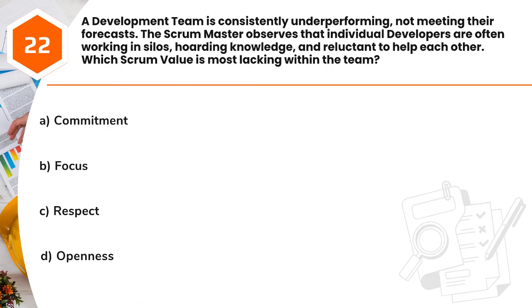Question 22. A development team is consistently underperforming, not meeting their forecasts. The Scrum Master observes that individual developers are often working in silos, hoarding knowledge, and reluctant to help each other. Which Scrum value is most lacking within the team? A. Commitment. B. Focus. C. Respect. D. Openness.